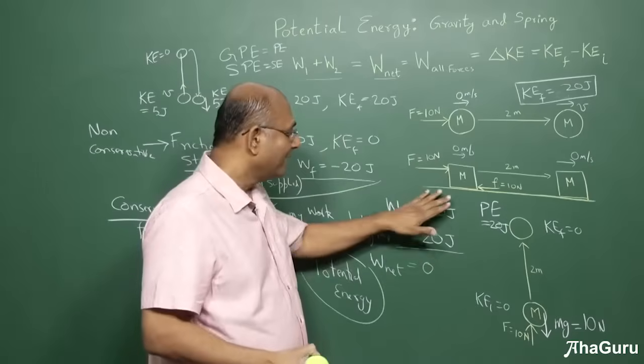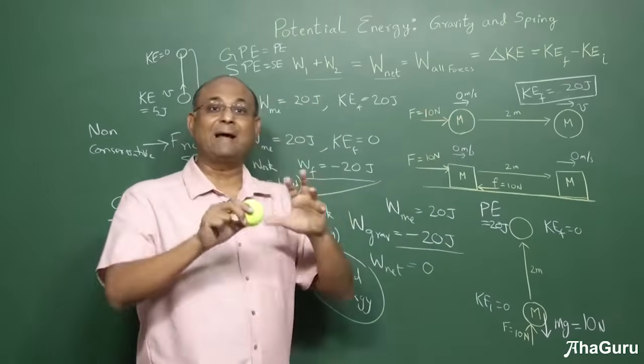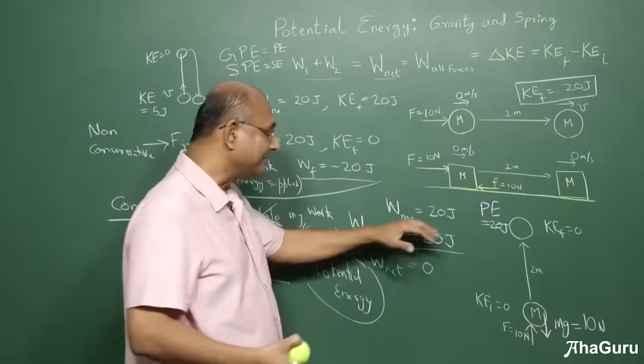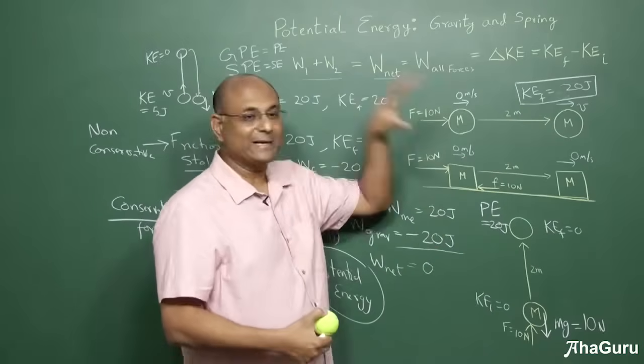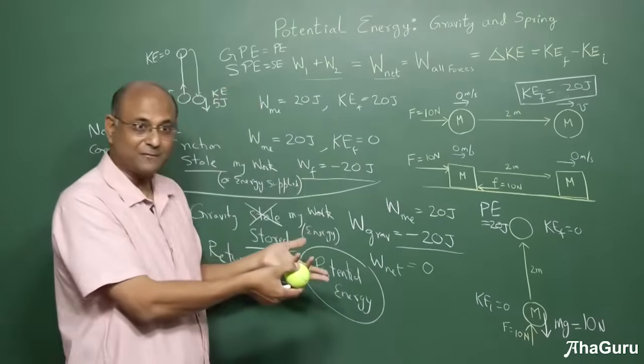Another way is to say, I did work, gravity stole. So gravity also did work. How much work? Minus 20. That means it stole. But it didn't steal, it stored. So it took that 20 and stored it as 20 joules. You understand the difference? So we will use both ways of expressing.